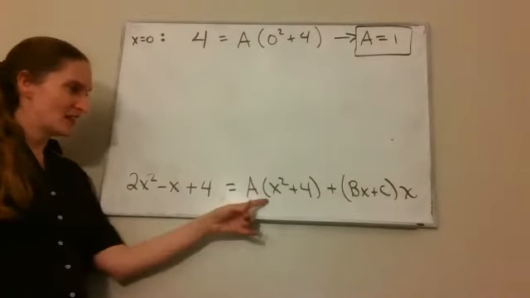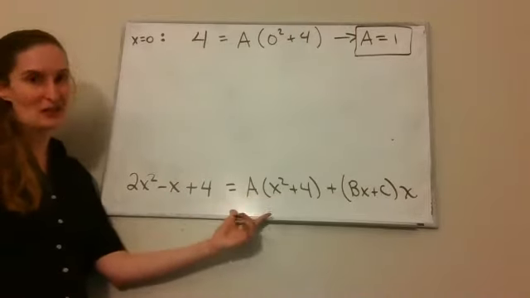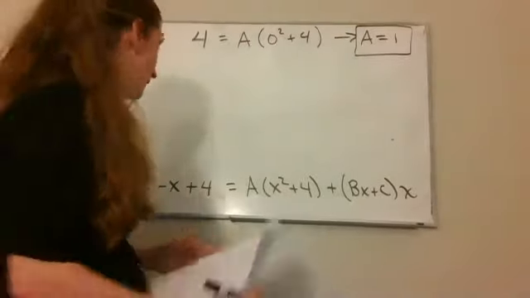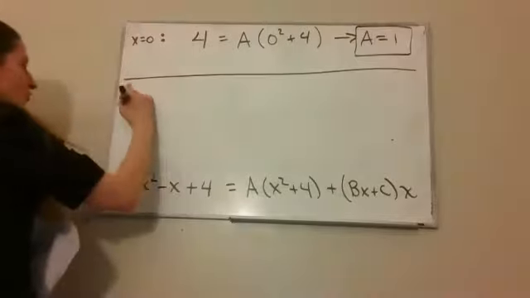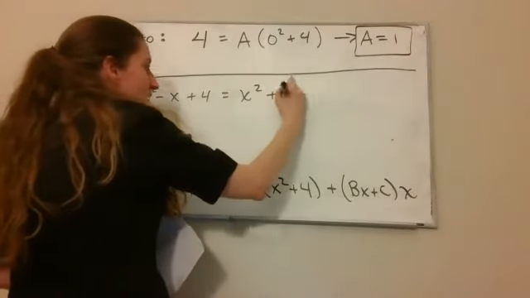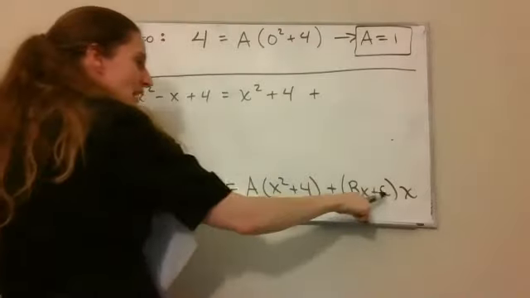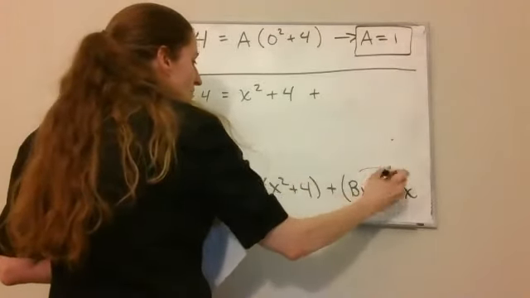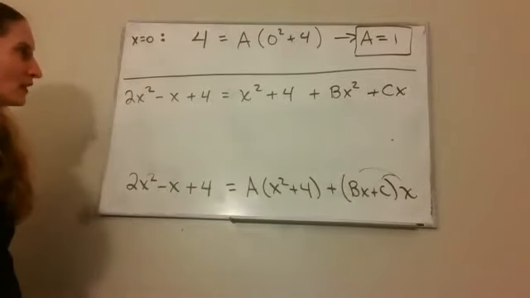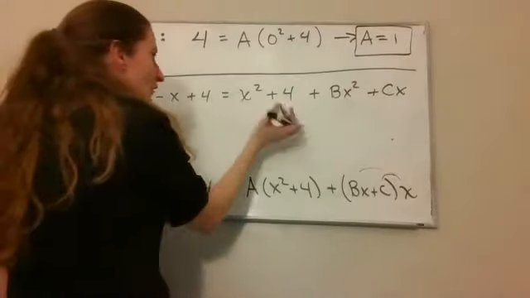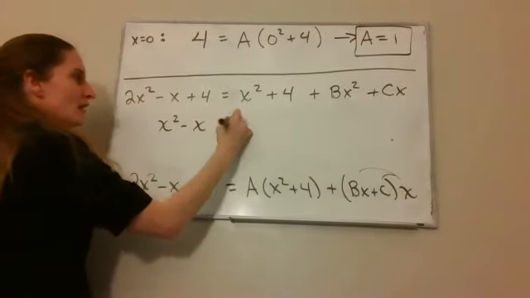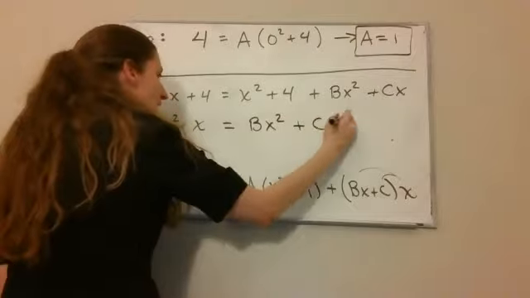But take a look over at this. There's nothing that I can plug in for x that will make this a term disappear and make it easier to find b and c. But what I can do is plug in a equals 1, since we know that's true. So if a is 1, I just have x squared plus 4 plus my bx plus c times x. I'm going to go ahead and distribute that, so bx squared plus cx. And now let's just play with this a little bit. I'm going to move this x squared and the plus 4 over to the left side. That gets me x squared minus x, the 4's go away, equals bx squared plus cx.